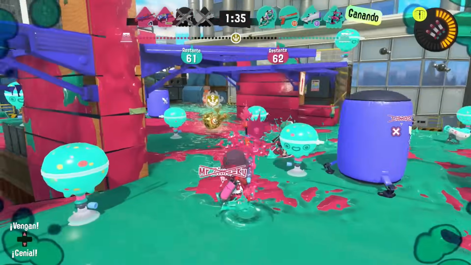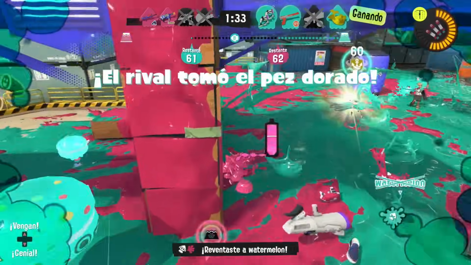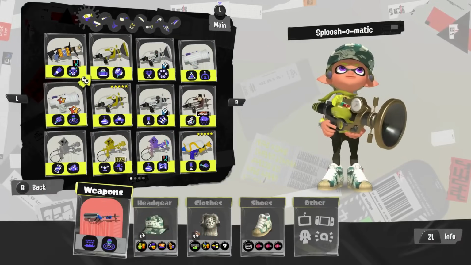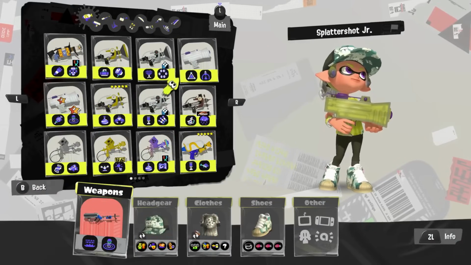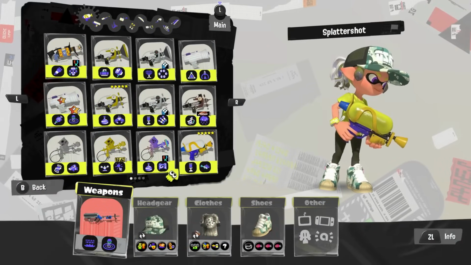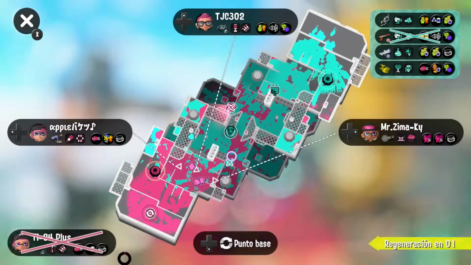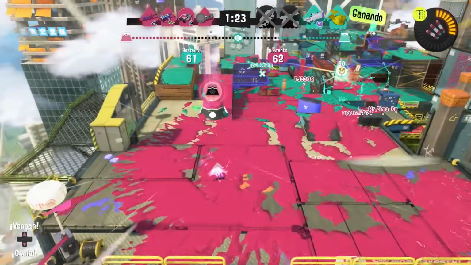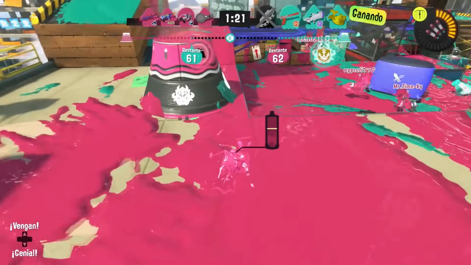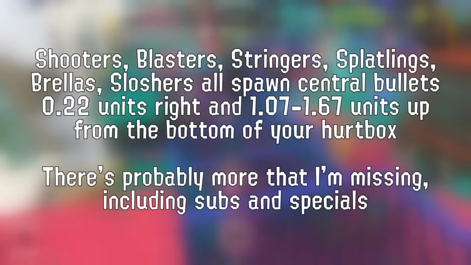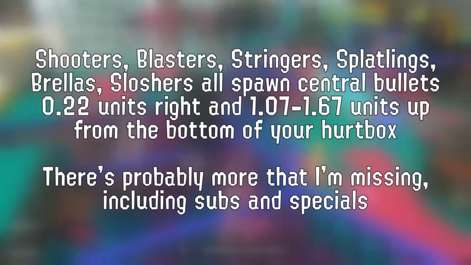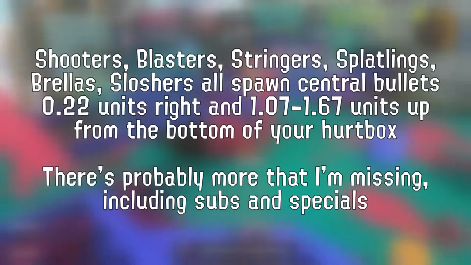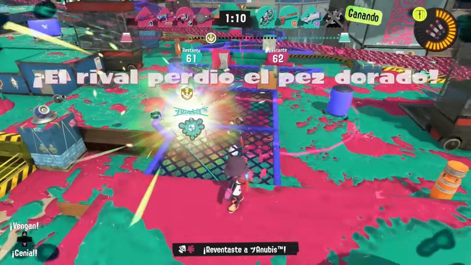You see, chargers have a really interesting quirk that no other weapon class has. If you go into the equip menu and swap between different shooters, you'll probably notice that the ends of their barrels are positioned differently relative to each other. In-game, it may appear as though the bullets are coming out from different positions, however, this is not the case. In reality, all bullets from these weapon classes come out at a point about 0.22 units to the right and 1.07 units up from the bottom of your hurtbox, although looking down causes bullets to spawn higher up than usual, up to about 1.67 units.